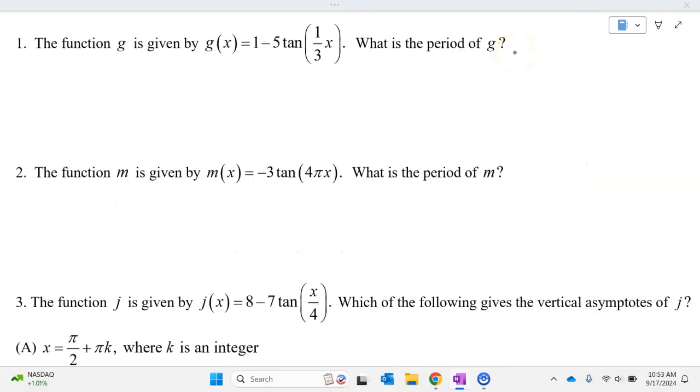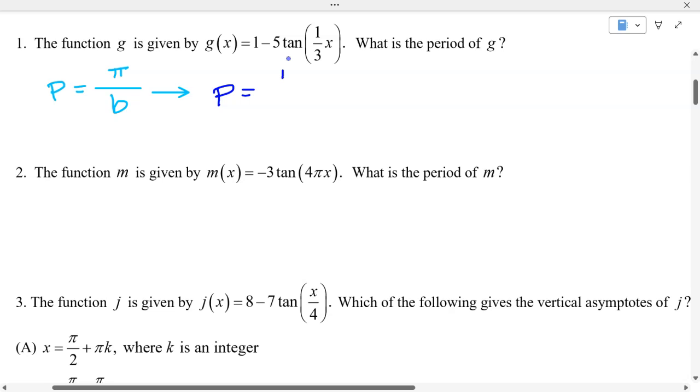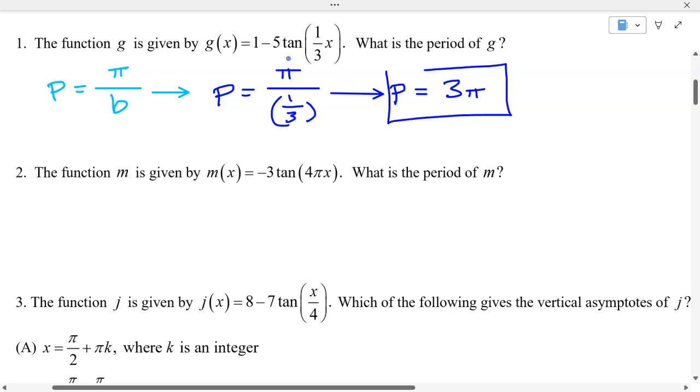The function g is given by g of x is equal to 1 minus 5 times the tangent of 1/3 x. What is the period of g? The period of a tangent function is pi divided by the b value. So in this case, the period will be pi divided by the b value of 1/3. When you divide by a fraction, you multiply by the reciprocal. So the period will be 3 times pi. And that's it.